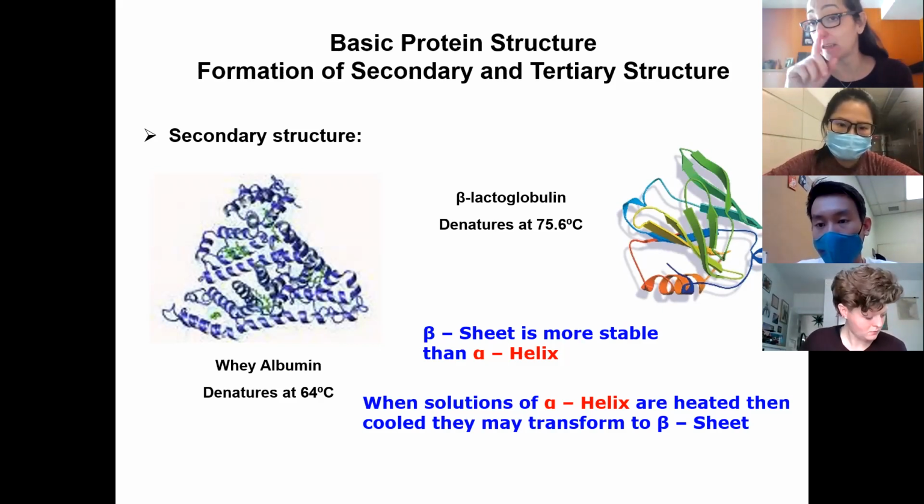But not in all cases. It also depends on the sequence of the amino acid. Sometimes the alpha helix converts to random coil, not necessarily to beta sheet, upon heat.